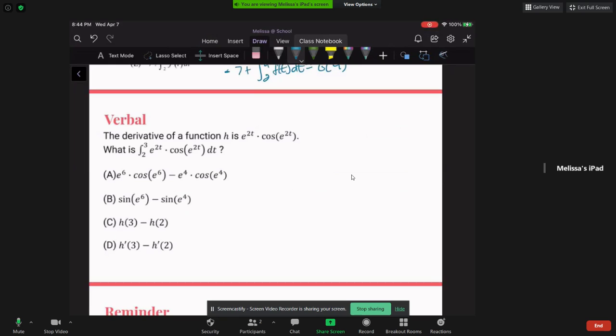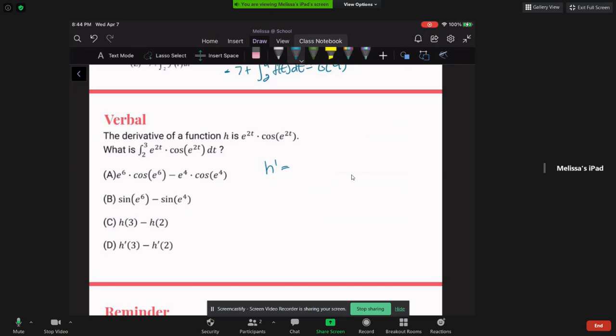And now we have this messy looking thing. So the derivative of a function h is given there with all that stuff. We're looking for the integral from 2 to 3 of that mess. It's saying that the derivative of the function is h, so that can be represented as h prime.